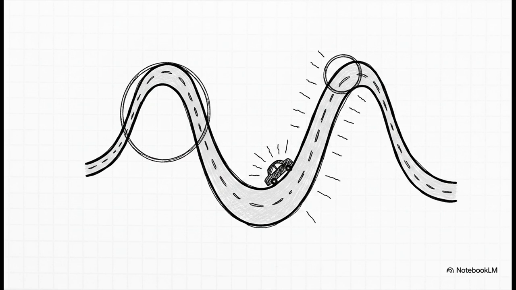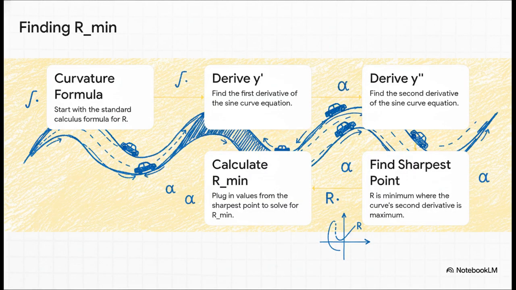If we want to find the absolute maximum speed the car can handle on this entire road, we can't just pick a random spot. We have to look at the worst-case scenario. And that means we've got to find the tightest, sharpest part of the curve, the spot where the radius of curvature is the smallest, because that's the point that demands the most force from the tires to keep the car on the road. So how in the world do we find that sharpest point?